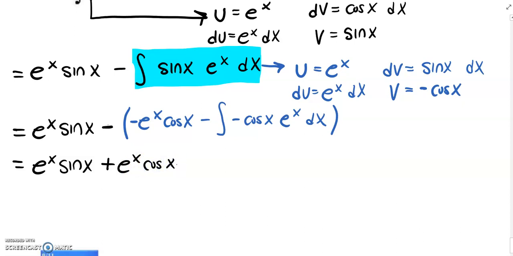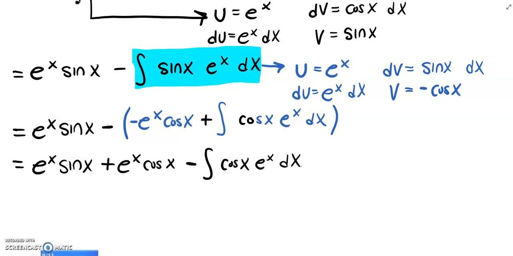Now, let me do something back up here real quick. That negative cosine, I'm going to move that negative out front. I lost the c and the o, whoops. So now when I distribute the negative sign, it will go back to being negative cosine x e to the x dx.